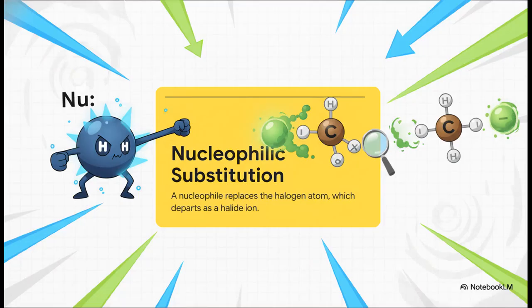Their signature move is called nucleophilic substitution. Sounds complex, but here's the play-by-play. You have a nucleophile, which is just a molecule that's rich in electrons, and it spots that slightly positive carbon atom in the haloalkane. It sees an opportunity, swoops in, attacks the carbon, and boots the halogen out. It's a simple swap, but this one move is like a master key for chemists. It lets them turn haloalkanes into almost anything else they want to build.